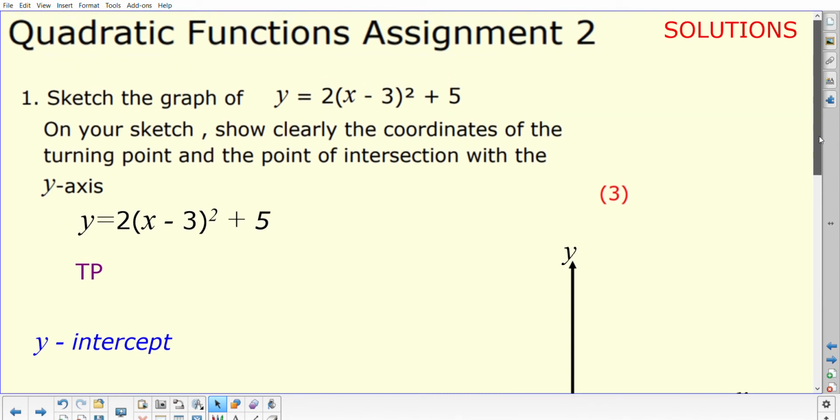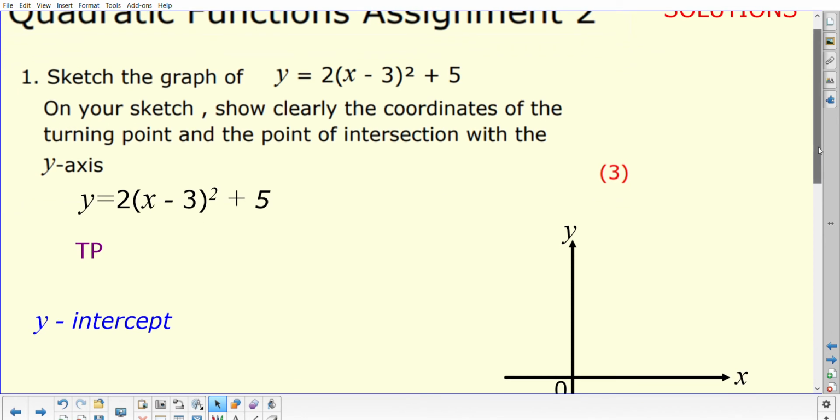So quadratic functions assignment 2, this would be the solutions that you should have worked your way through. You're asked to sketch the graph of this function here. Clearly it says on your graph, show the coordinates of the turning point and the point of intersection with the y-axis. So we need to be able to get that information before we can actually sketch the graph.